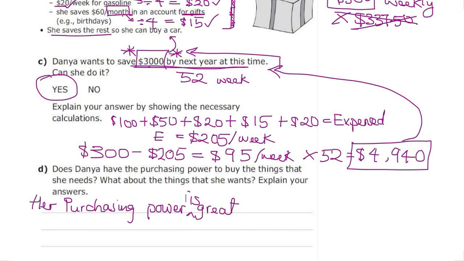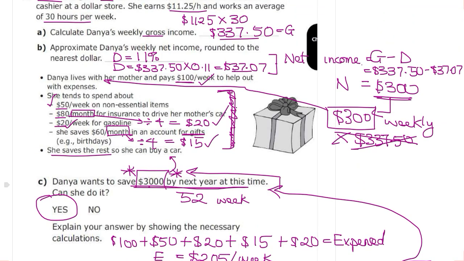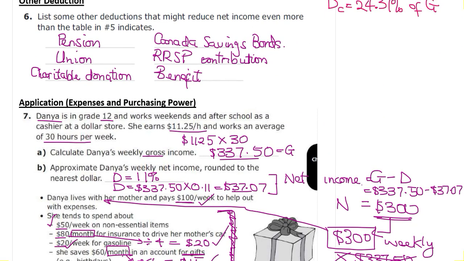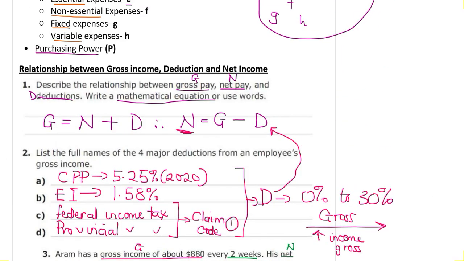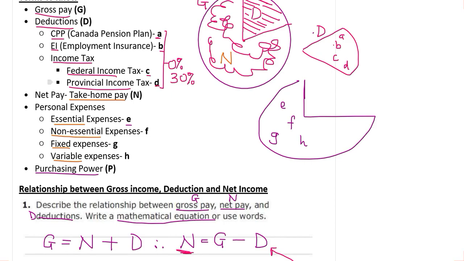So that's about it for this particular long video. I hope you're able to understand this. You're going to have similar questions like this that you'll have to complete for chapter 2, and you're going to hand this in at the end of this week. So please make sure you actually understand and are comfortable using all these terminologies, like for example gross pay, deductions, net pay, expenses, like for example personal expenses, and what it means to actually have a greater purchasing power.